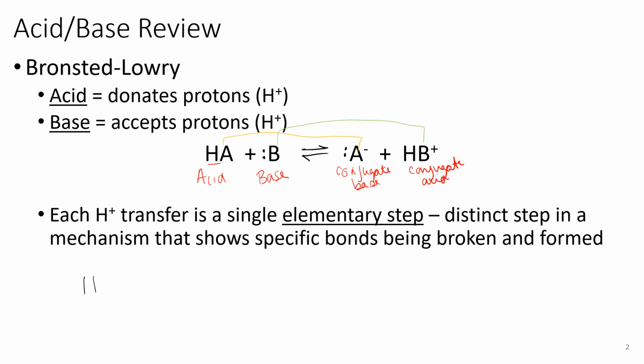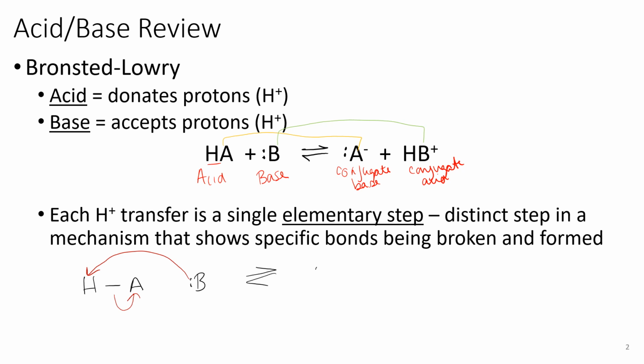So to look at the mechanistic step associated with our proton transfer, we start off with our acid HA, and we have our base that has the lone pair of electrons. Those lone pair of electrons are going to go to form a bond between the base and the proton, and the bond between the hydrogen and the A is going to break, and that's going to become the lone pair of electrons on our A species.